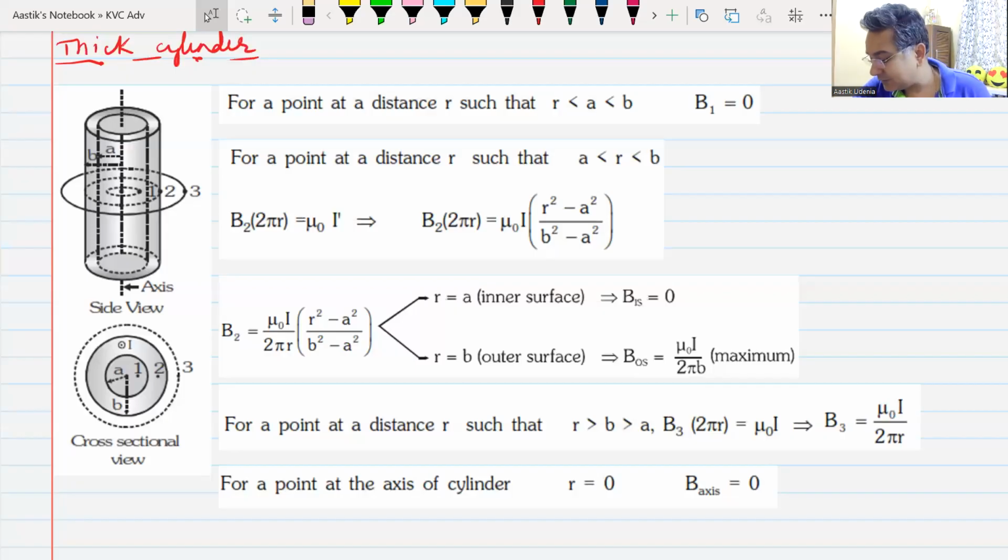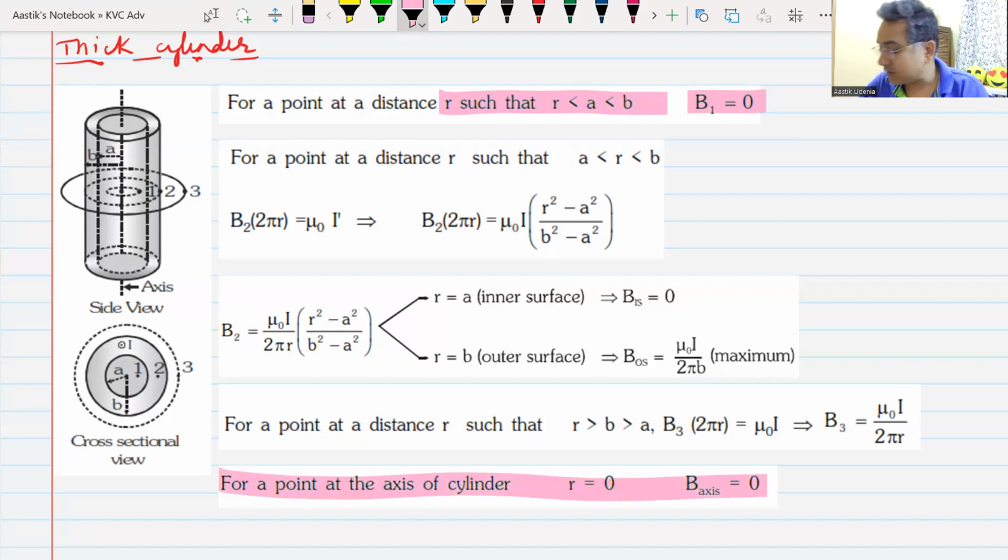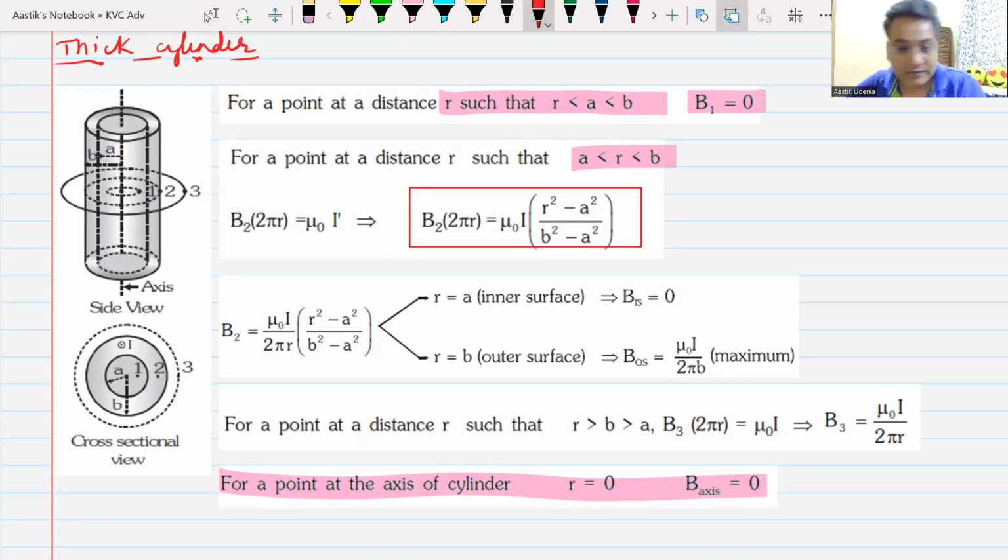Then we have a thick cylinder. What do you mean by thick cylinder? It has inner radius A and outer radius B. Do you understand this? Yes, sir. If I go to a point which is less than A, the magnetic field will be zero. Yes or no? Yes, sir. On the axis of the cylinder also magnetic field is 0. At a point between the two, we can easily find out the magnetic field will be given by this formula.